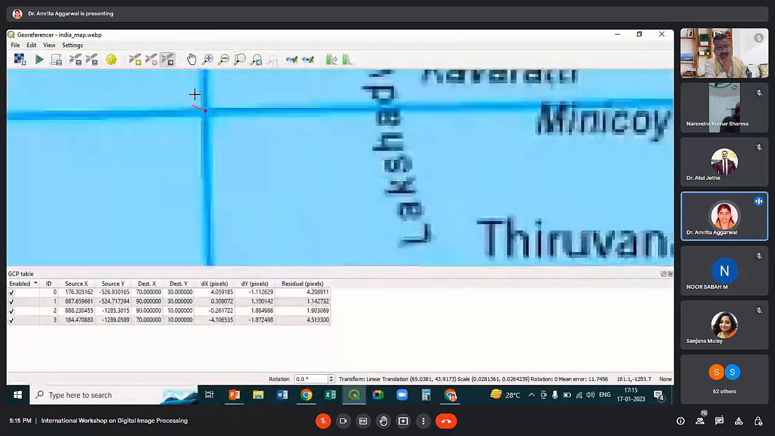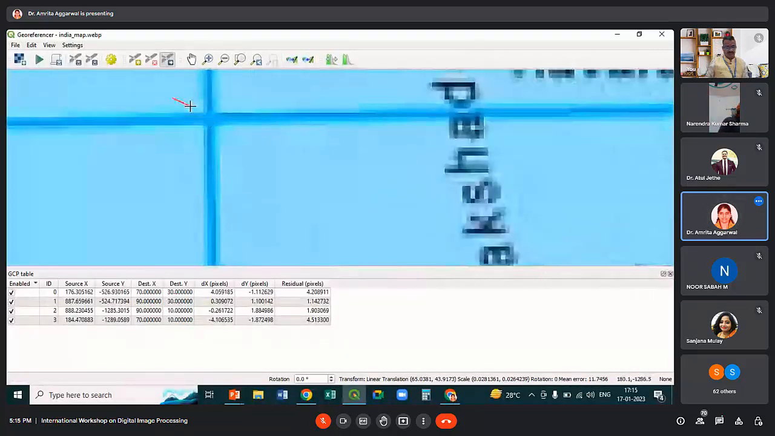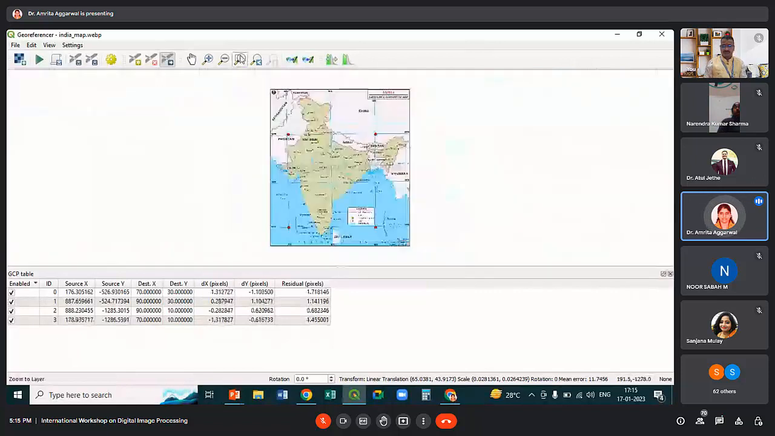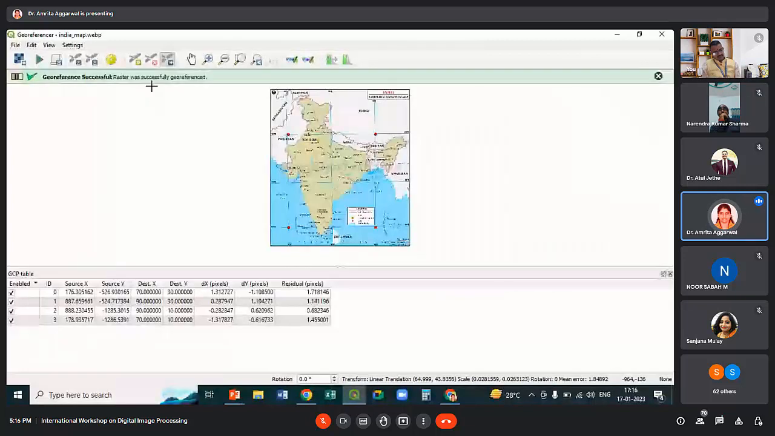This is my fourth point. Now my error has already minimized a lot. Yes, 1.7, 1.14, 0.6 and 1.4. Now I have to repeat the cycle once again so that I get the correct error. Just because I'm demonstrating, I'm doing it only once. I have to again press on the start georeferencing tab. It will be success. I close it from here.